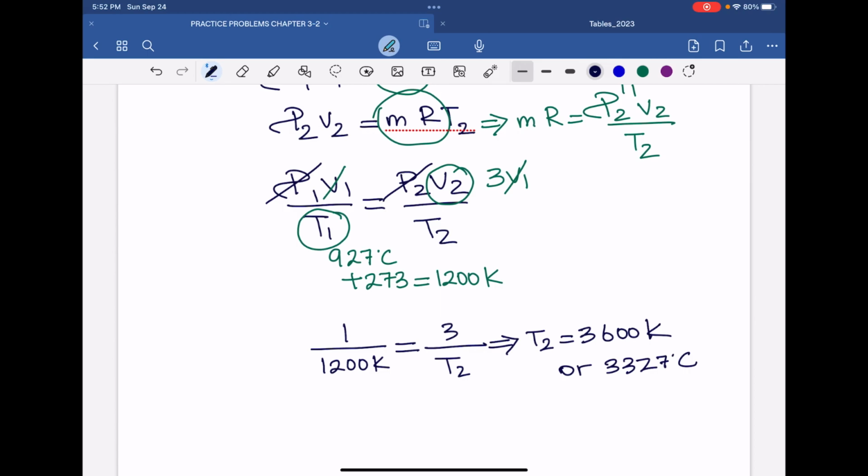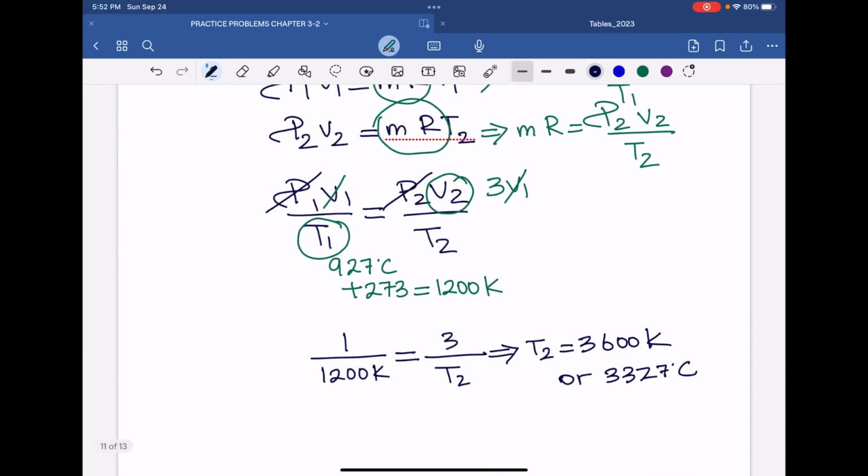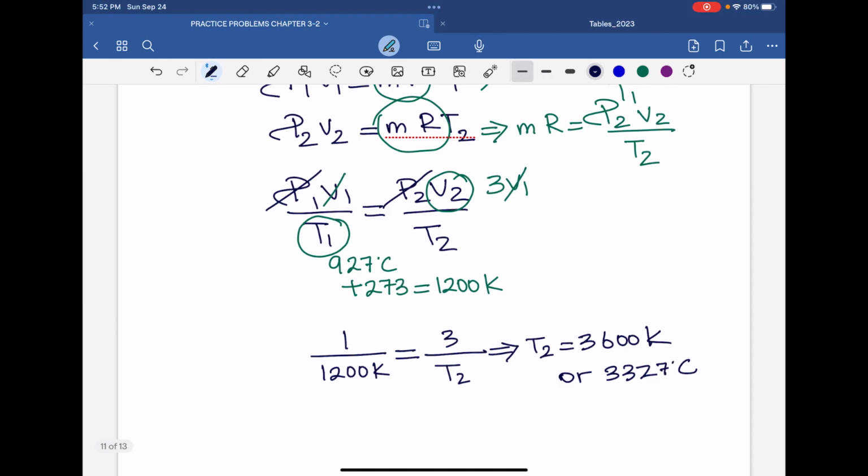Okay, so let's see what they were asking. Determine the final temperature of the gas. So it seems like we're done. The advantage of dealing with ideal gases is you can use the ideal gas equation of state to figure out the properties of the ideal gas, and we don't have to look at specific tables. So this is an easy way, therefore.